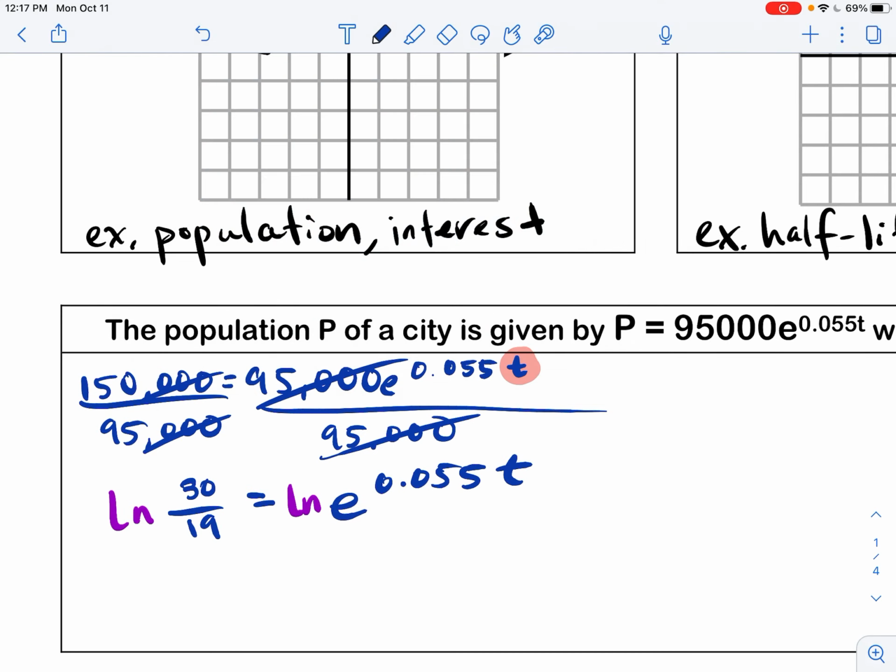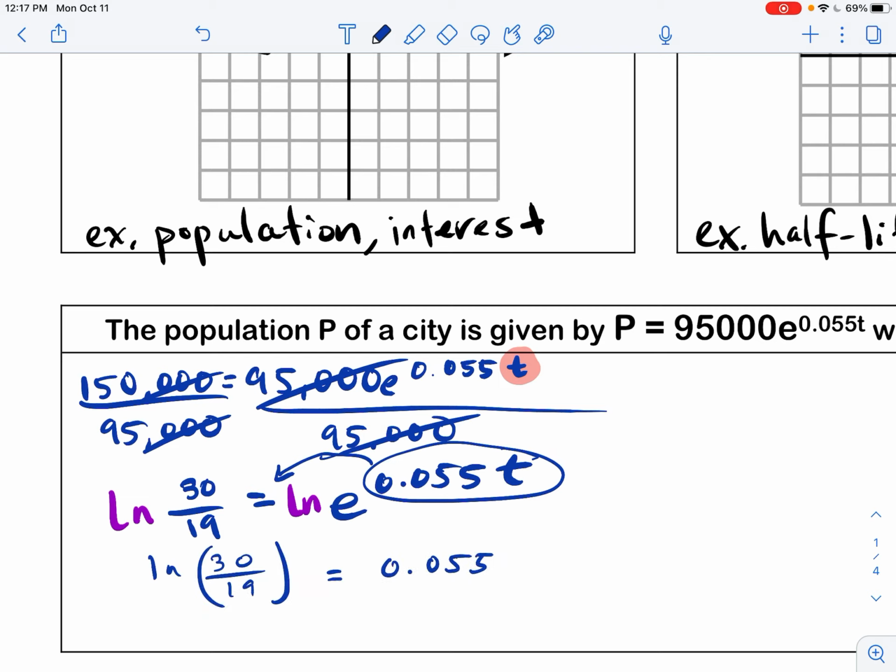And then from here, that allows me to use my logarithmic property to rewrite this as a factor or a scalar. So I can then say the natural log of 30 over 19 is equal to 0.055t. Now from here, I just need to divide both sides by 0.055. And let's just go ahead and erase that from this side. And this is our exact value. But let's go ahead and approximate this.